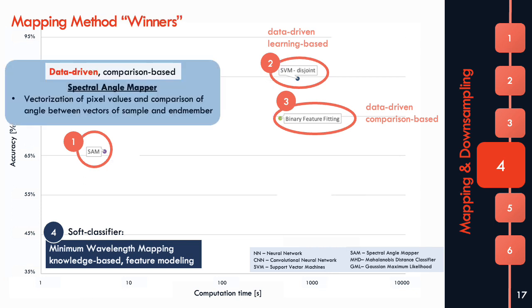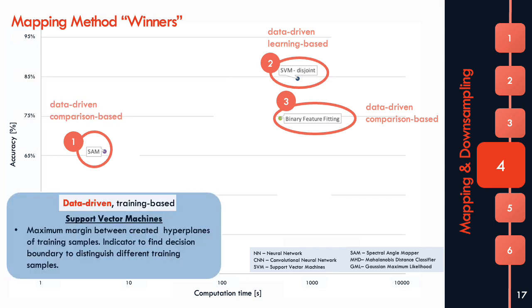So the first data-driven comparison-based approach is the spectral angle mapper, which relies on the vectorization of pixel values and the comparison of the angle between those vectors of the sample and the end member. And this plots rather high in accuracy, but only of 66%, but it has a very fast computation time, sorry. The second method that I used was the data-driven training-based approach of support vector machines. This creates hyperplanes of the training samples and looks for the maximum margin between these hyperplanes as an indicator to find a decision boundary to distinguish the different training samples.